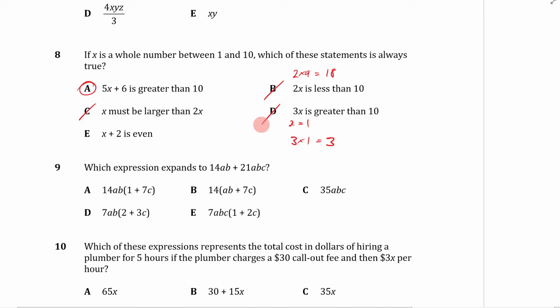That's no good. x plus 2 is even. Not necessarily. What if I said let x be equal to 5? Well, then I'm going to end up with 5 plus 2 is 7. That's no good.